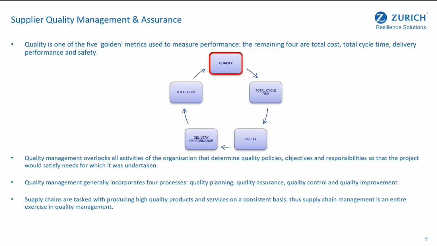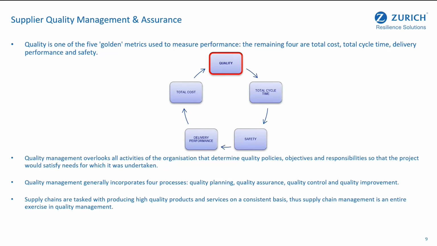So, it's all around quality, because effectively product liability is around the defect around a product. So how do we manage the defects, and how do we ensure that the defects do not have a longer term impact on the end product? It's about companies and your organizations effectively bolstering their quality. So quality is one of the five golden metrics that are used to measure performance within organizations. So the remaining four are total cost, cycle time, delivery performance, and safety. But we will be focusing on quality as it relates to product liability within this session.